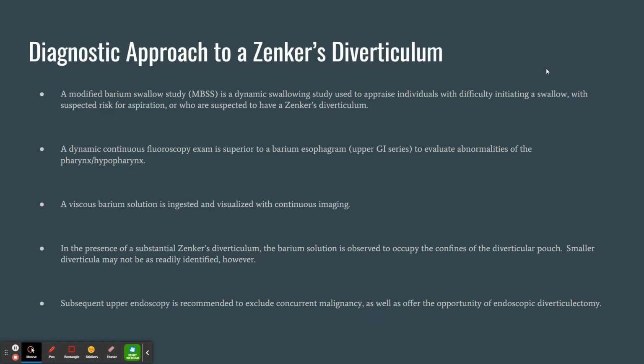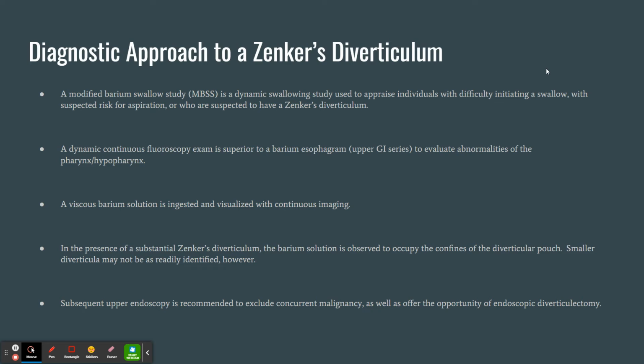So the diagnostic approach to evaluating the presence of Zenker's diverticulum is often a modified barium swallow study, which is a dynamic swallowing study used to appraise individuals who have difficulty initiating a swallow or have a suspected risk for aspiration, or those who are suspected to have a Zenker's diverticulum. The MBSS is a dynamic continuous fluoroscopic examination, and it's superior to a static examination like an upper GI series to evaluate abnormalities of the pharynx and hypopharynx upon ingestion.